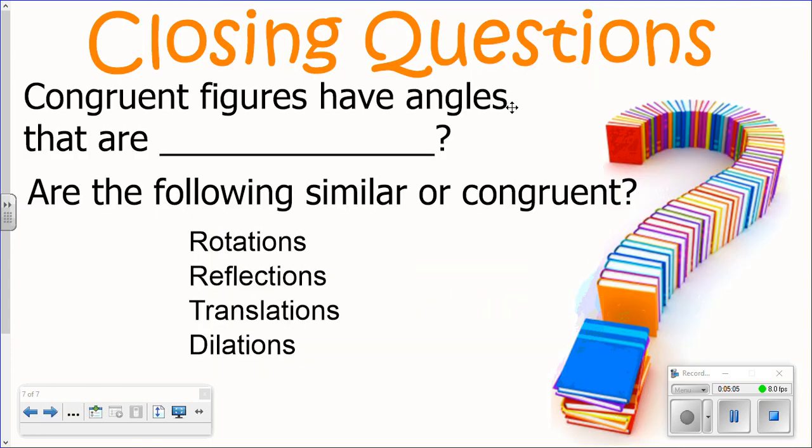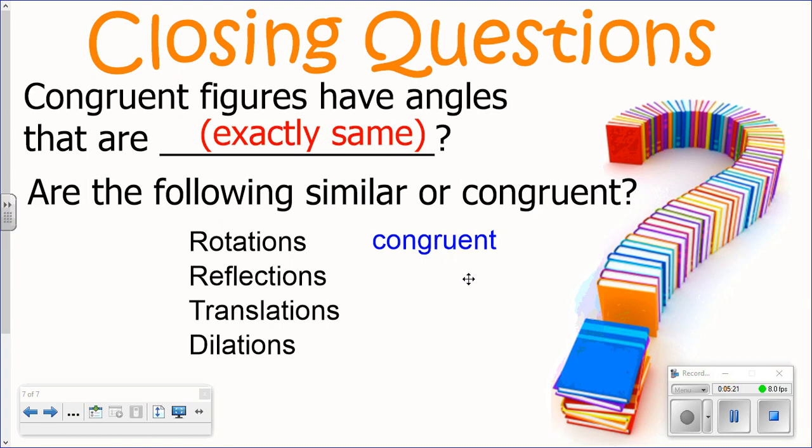Congruent figures have angles that are always exactly the same. Are the following similar or congruent? Rotations are congruent. The figure didn't get bigger or smaller. It stays exactly the same. It just rotates. Reflections are congruent. They're exactly the same size. They're just on one side or the other of the x or y axes. Translations are congruent. They're just sliding. But dilations are similar because they're getting bigger or smaller.